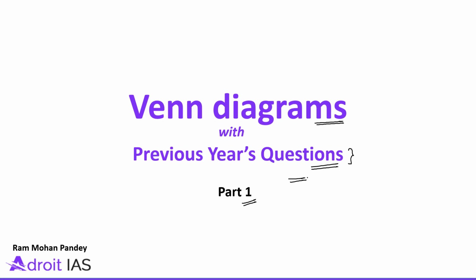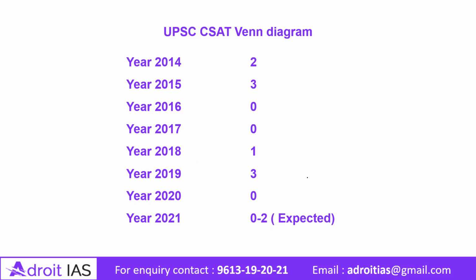Before starting the video, let me tell you the question pattern, the weightage of this topic, in fact. In 2014, they gave 2 questions. In 2015, they asked 3 questions. In 2016 and 2017, unfortunately, there was no question from this topic. In 2018, 1 question was there. In 2019, 3 questions were there. And in 2020, no question was there. And friends, if this pattern continues, then in 2021 you may expect around 0 to 2 questions from this topic.